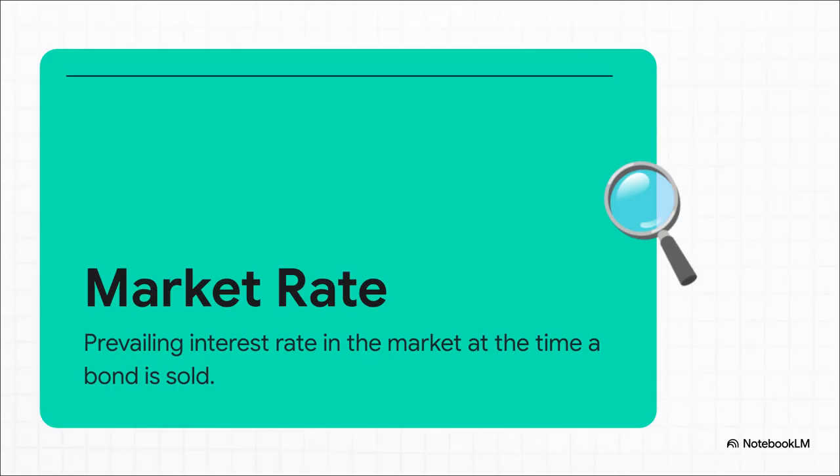So, right out of the gate, we need to talk about the market rate, which you'll also see called the effective rate. Simply put, this is the prevailing interest rate in the market at the exact time a bond is sold. Why is this literally the most important concept? Well, because an issuer really only cares about one thing on launch day. How much actual cash are they getting? And that cash amount, the issue price, is just the present value of all the bond's future cash flows, discounted at this specific market rate.